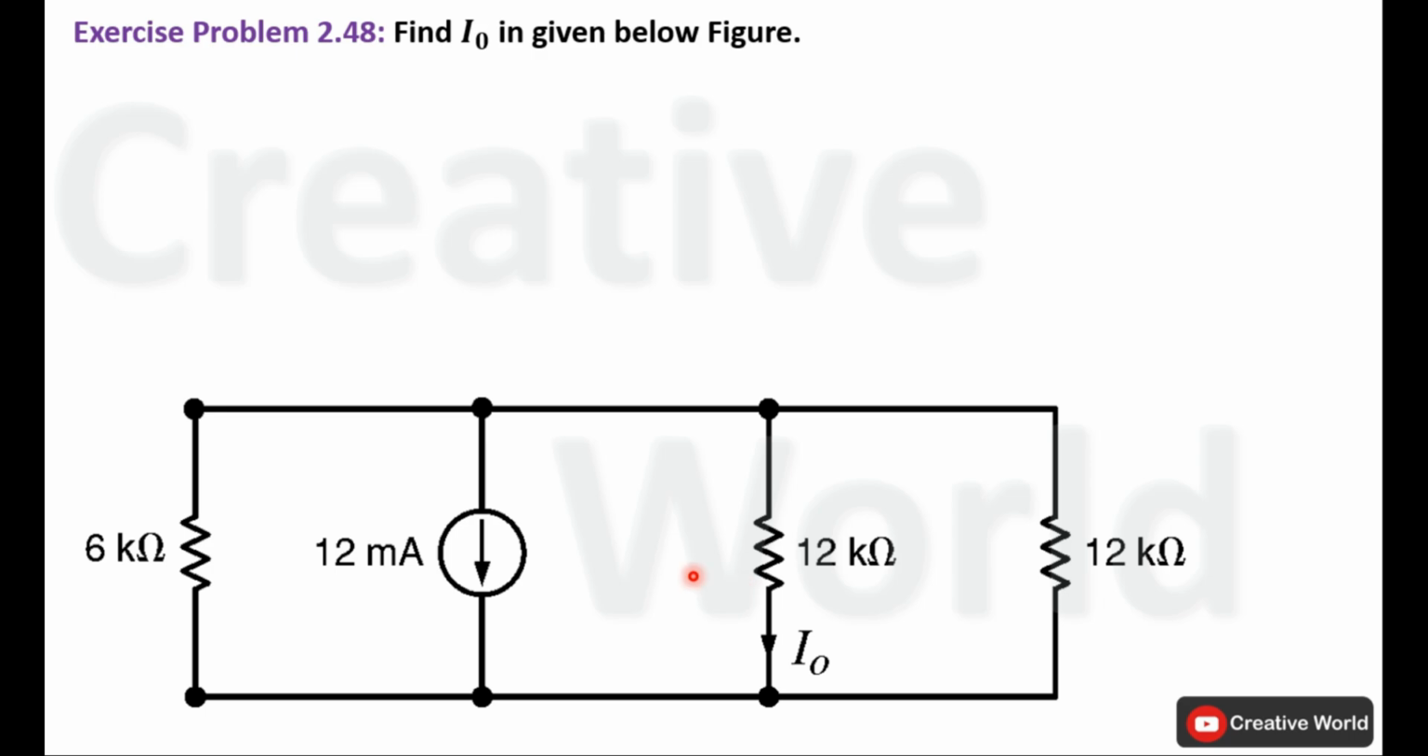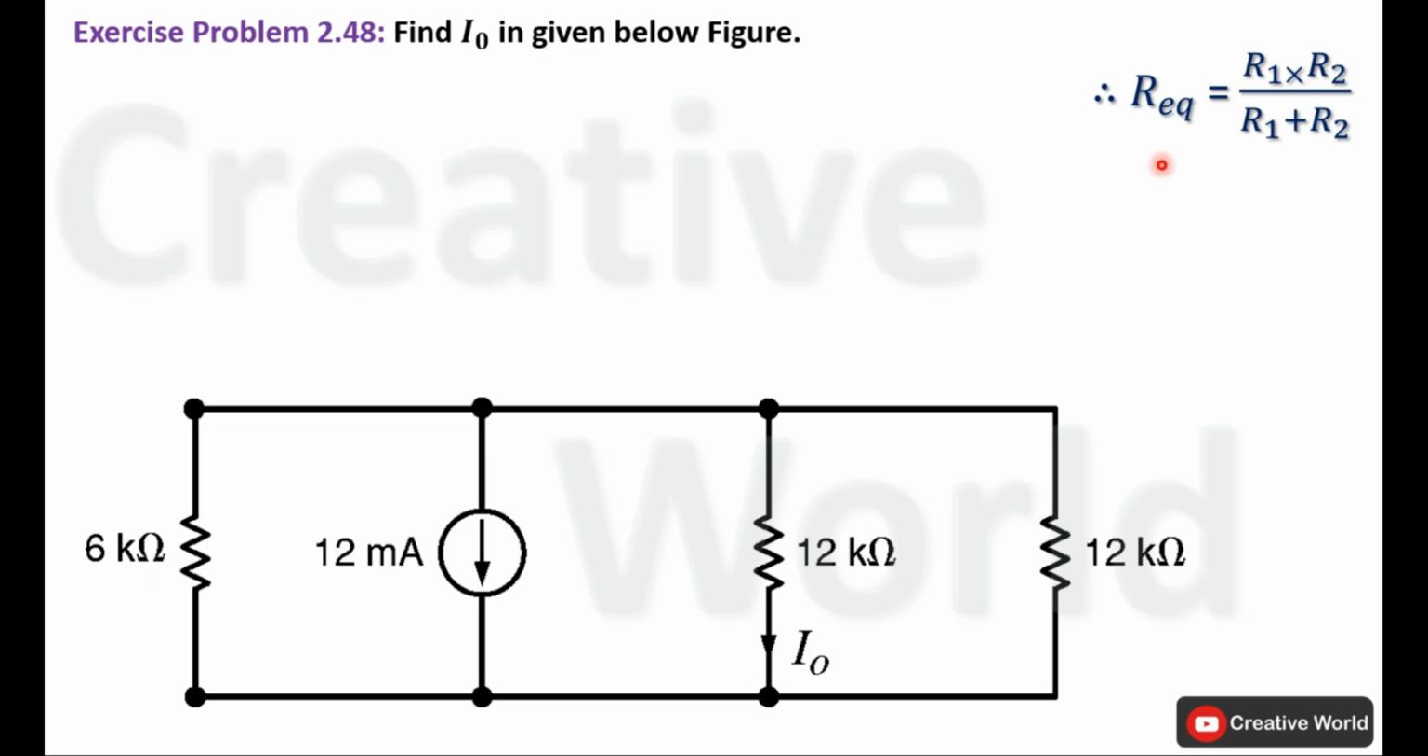Right now you may see that this circuit includes three parallel connected resistances. But we are interested to calculate the current of this resistance only. So we will try to simplify this circuit by taking the equivalent resistance of these two parallel connected resistances. In that case only we will be able to apply current divider rule on this circuit. So first we will find the equivalent resistance of these two parallel connected resistances, 12 kilo ohm and 6 kilo ohm. For that purpose, we will use the equivalent resistance formula for two parallel connected resistances.